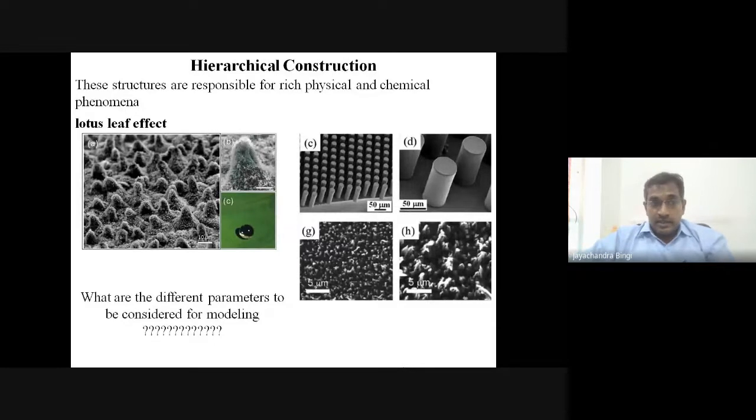So what is hierarchical construction? Now you see, these structures are responsible for rich physical and chemical phenomena. Here what you are seeing is the structure of micro pillars, micro domes, micro dome structures. Now you tell me why I called them hierarchical. So now you search on your mobile phone or a computer, what is meant by hierarchical structure or hierarchical construction? Please search. Hierarchy means what?